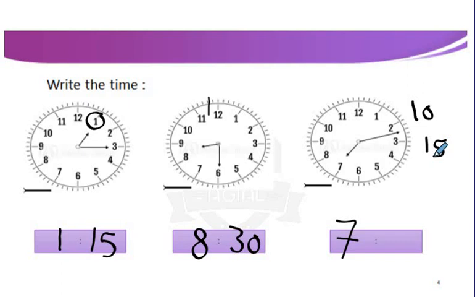Okay, count with me. After 10, this short line meaning 11 and this equal 12. So time is 7 and 12 minutes. 7 and 12 minutes. Is this easy? You understand how to write the time? Okay, this is the first part.